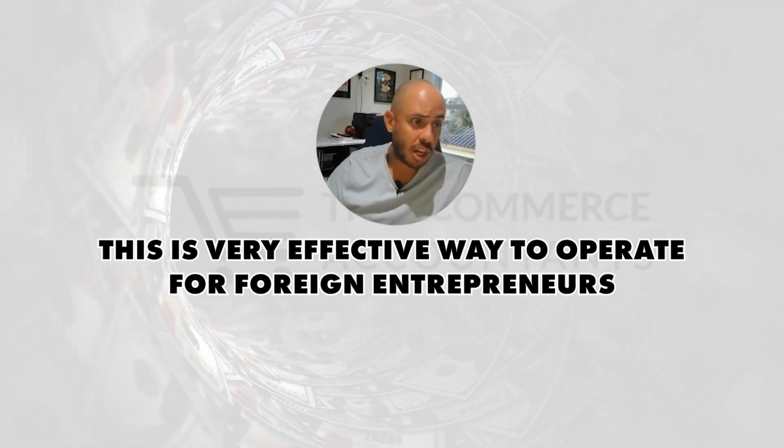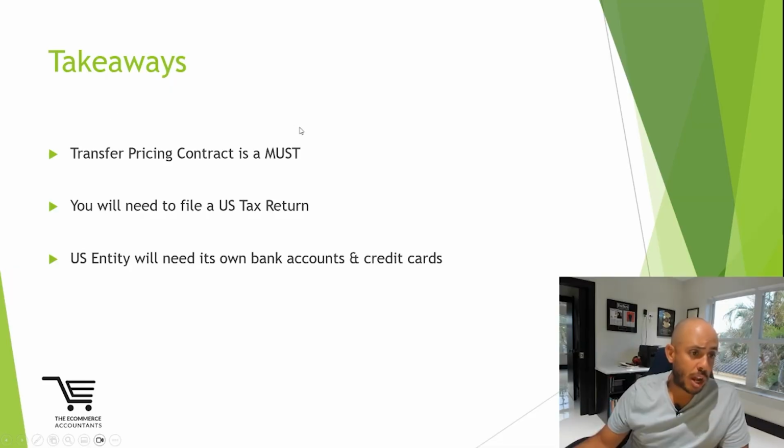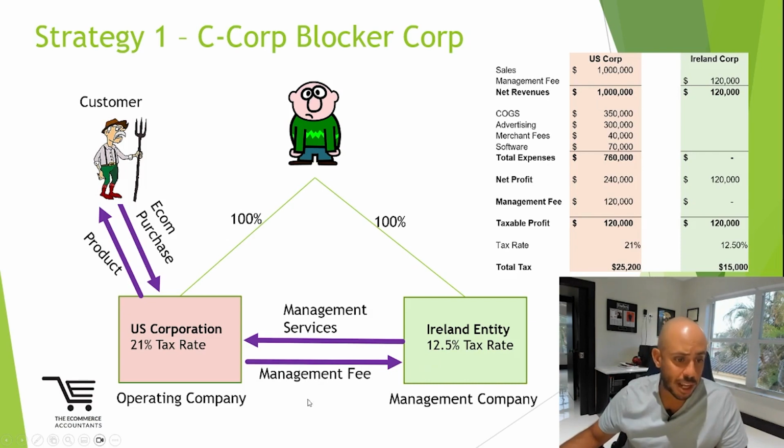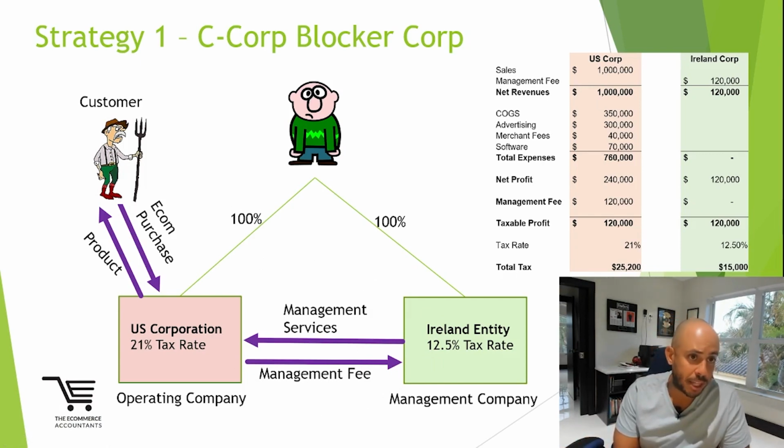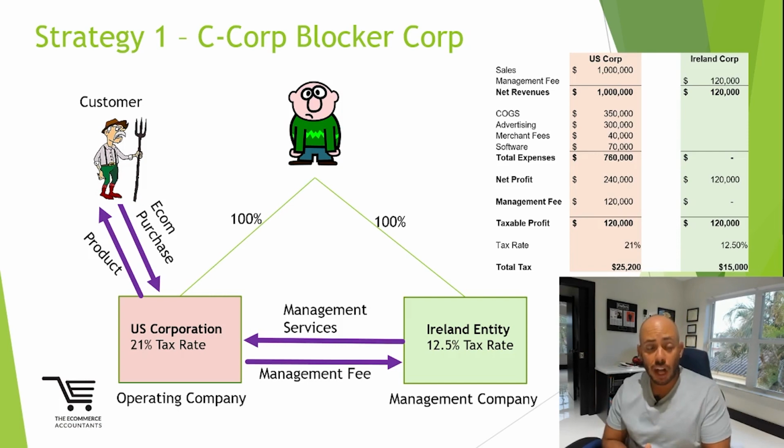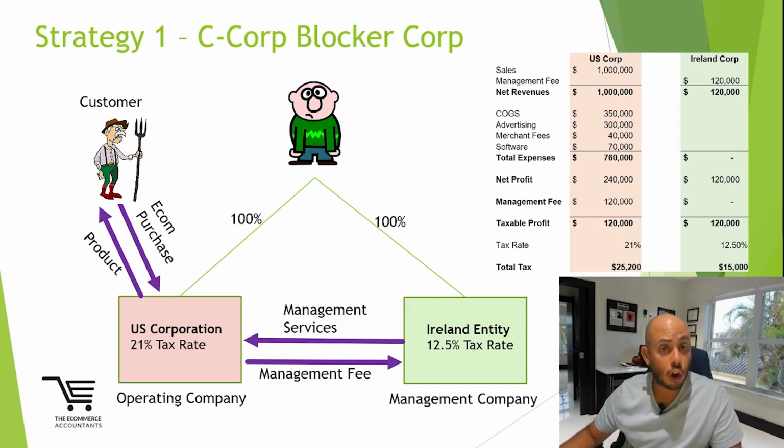The key takeaways here as we close out this video. Number one, a transfer pricing contract is a must. It's extremely important. This management services arrangement has to be documented. There has to be a contract put in place, and you have to follow that contract. So if you say that 50% of profits are to be paid to this management company, 50% of profits do have to be paid, and you have to make sure that you actually make the payments.